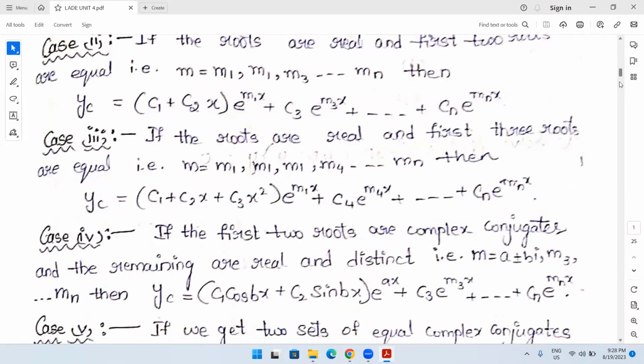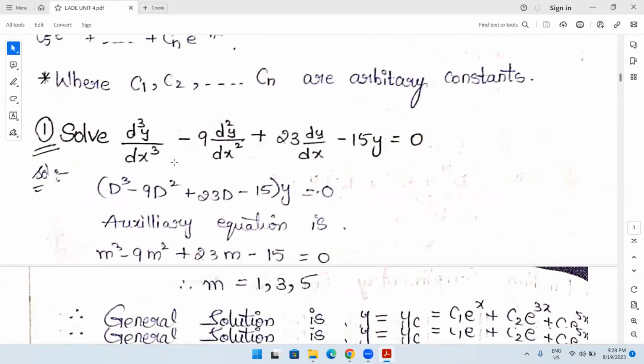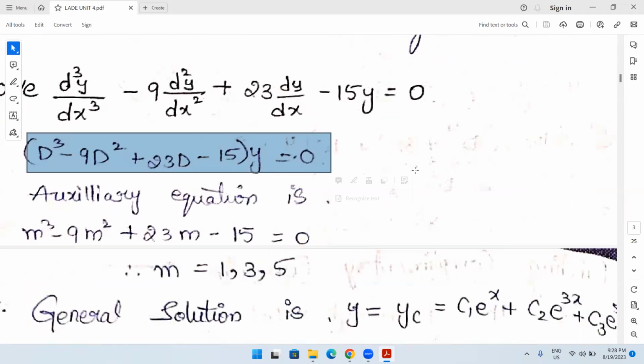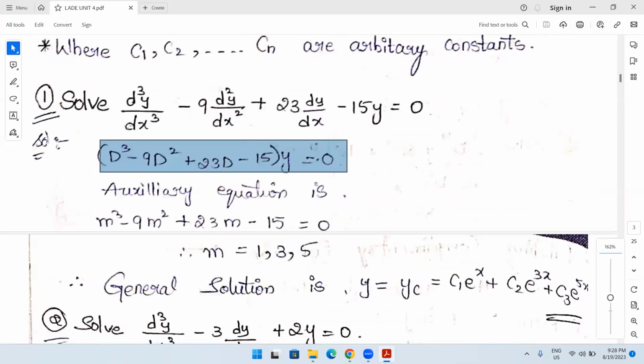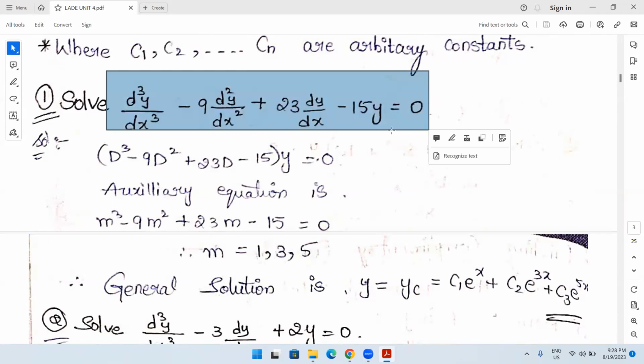So what is a homogeneous differential equation? If f of D y is equal to 0, then that is called a homogeneous differential equation. Okay, let us see the first problem, how to solve homogeneous differential equations. The given question is: solve d cube y by dx cube minus 9 d square y by dx square plus 23 dy by dx minus 15y is equal to 0.